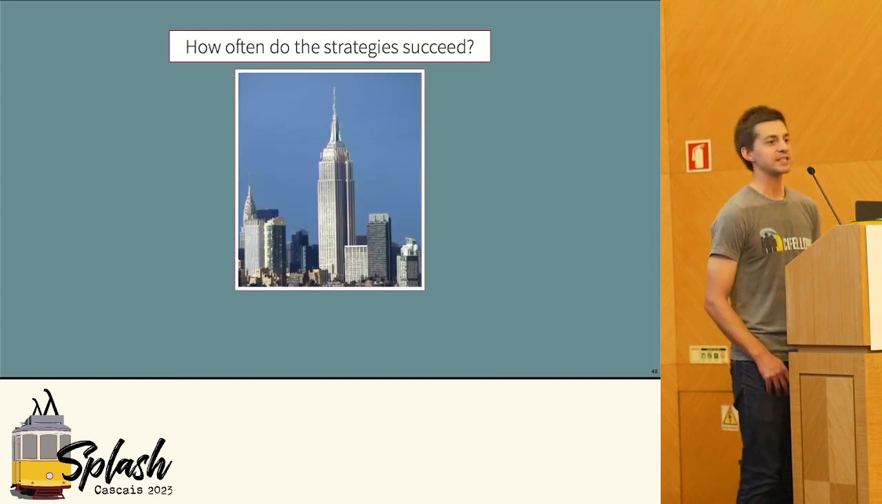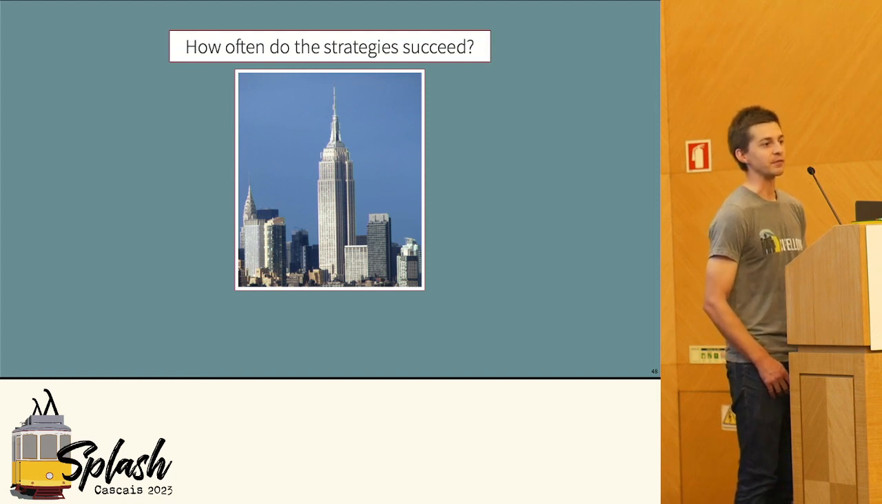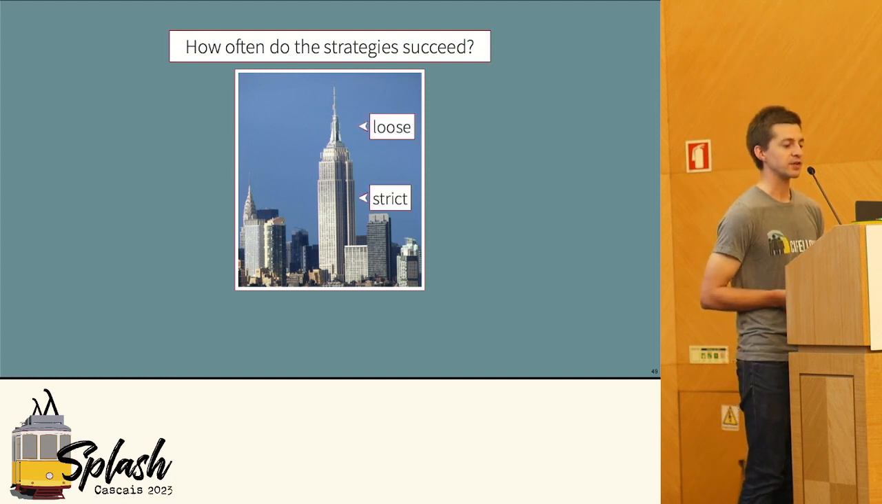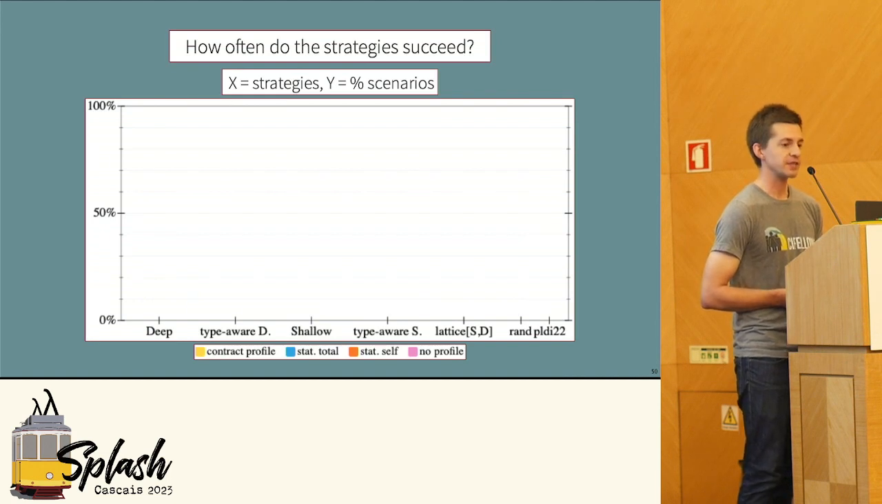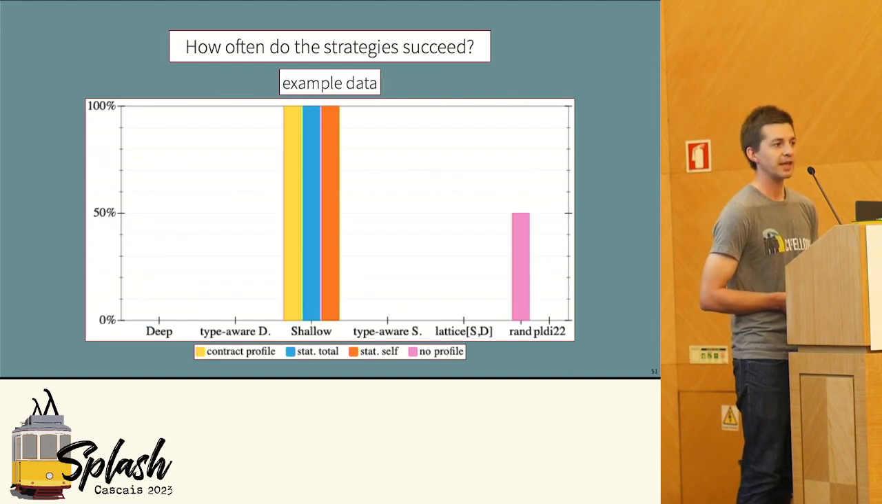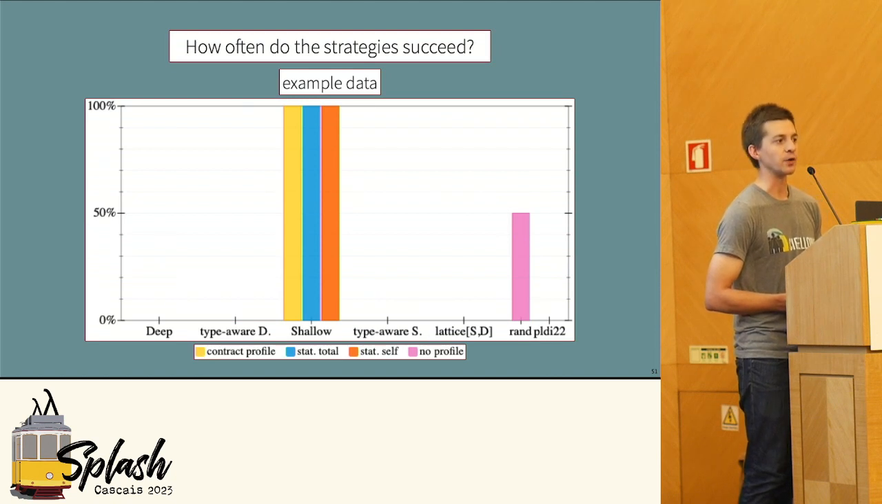We're going to use these skyscraper plots so that we can see a strict success and looser successes on the same figure. So our bars will get thinner as we go up, and that'll be looser and looser. But first we'll focus on strict success. The x-axis here is our different strategies. The y is the percent of all scenarios that they succeed on. Here's some example data. This is the kind of thing that we'll see in the full results. Here, every strategy is a failure except for shallow, which always succeeds no matter what profiler you use, and random succeeds half the time. That's the example data.